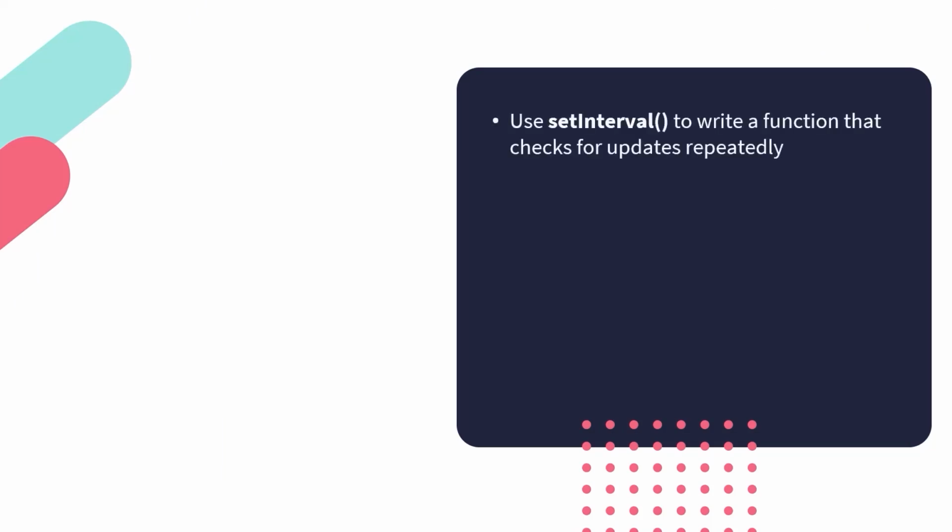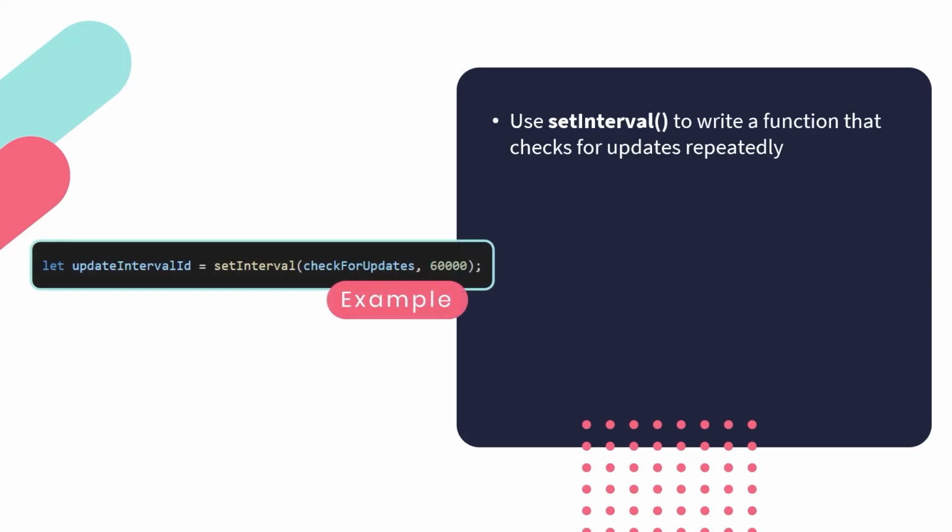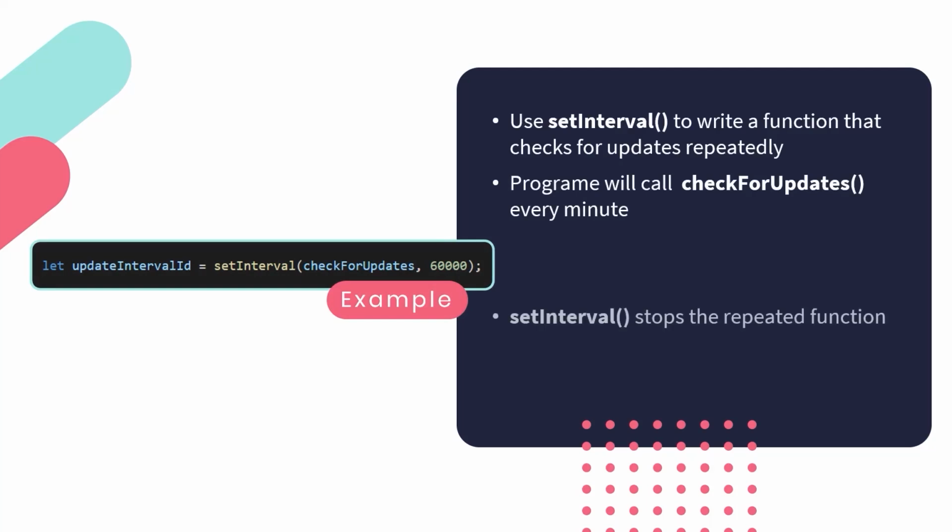If you're writing a function that really does check for updates, you probably want to run it repeatedly, and you can do this by using setInterval instead of setTimeout, like this. In this example, the program will call checkForUpdates in 1 minute, and then again every minute after that. setInterval returns a value that we can use to stop the repeated function.